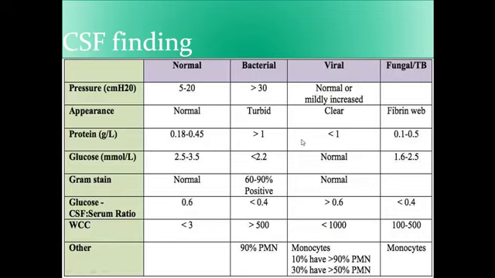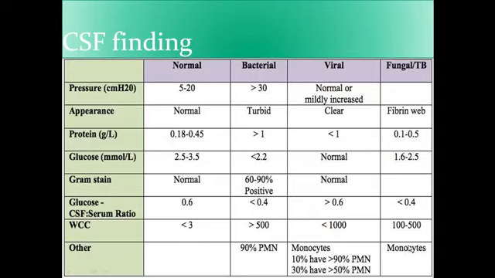Tubercular, fungal: a fibrin clot may be found in case of TB. Protein will be 0.1 to 0.5, and glucose 1.6 to 2.5, that is, glucose decreased. Normal concentration is 2.5 to 3.5, but here it is 1.6 to 2.5, that is, less than normal, a decrease. Glucose and CSF serum ratio less than 0.4, and white cell count 100 to 500, and monocytes may be found.